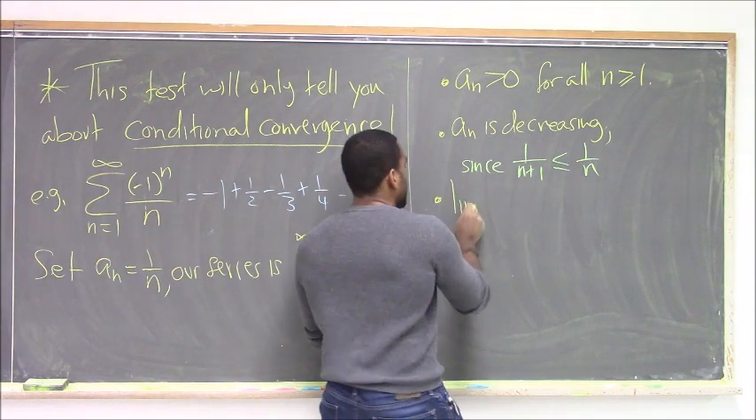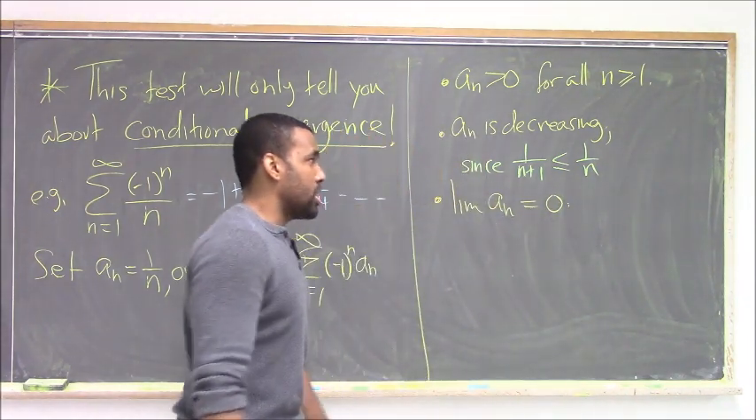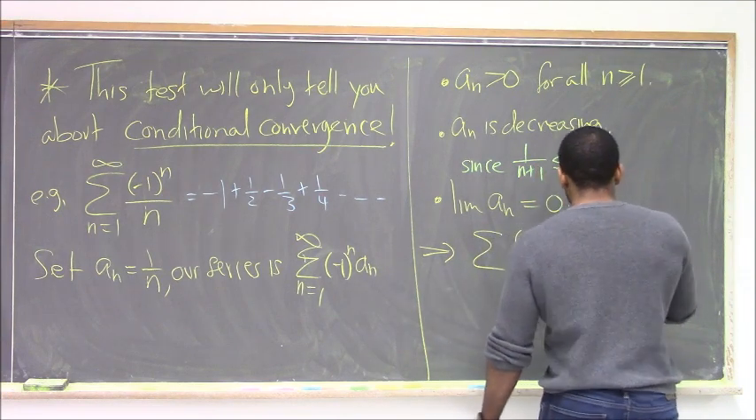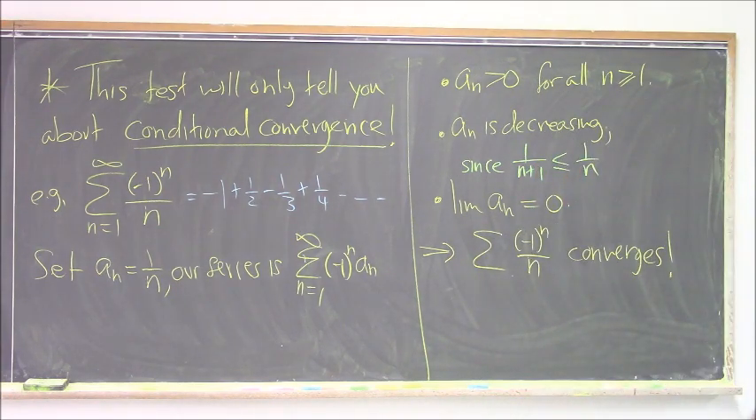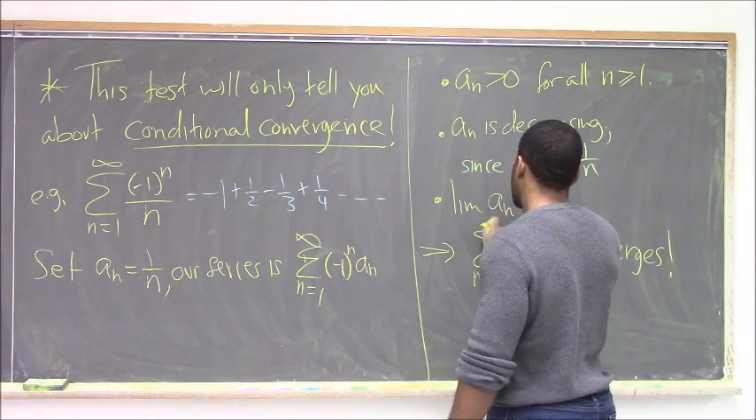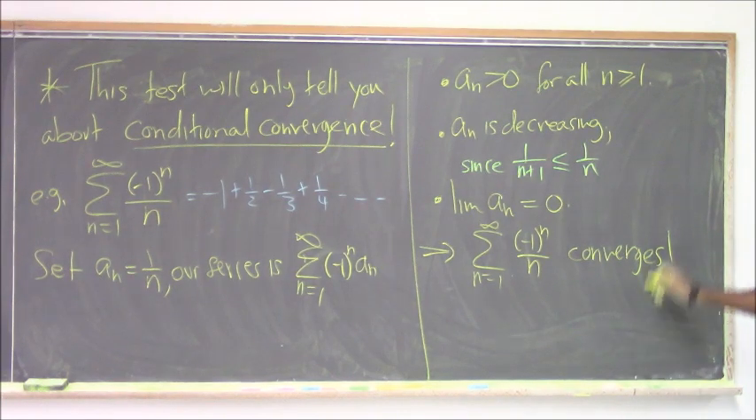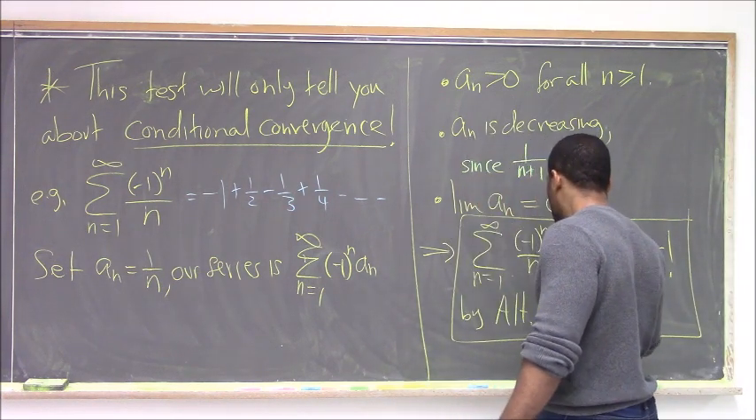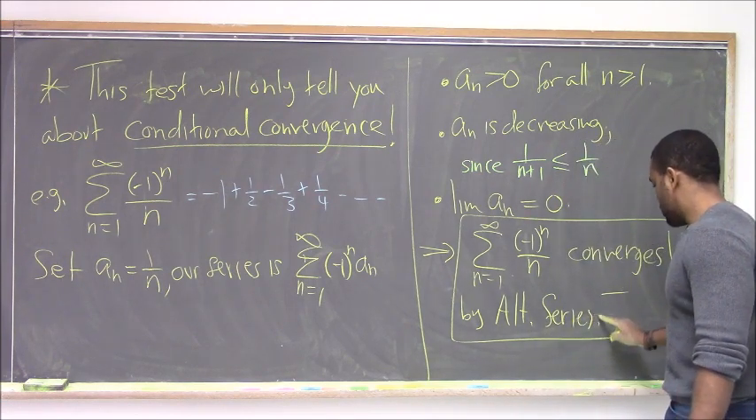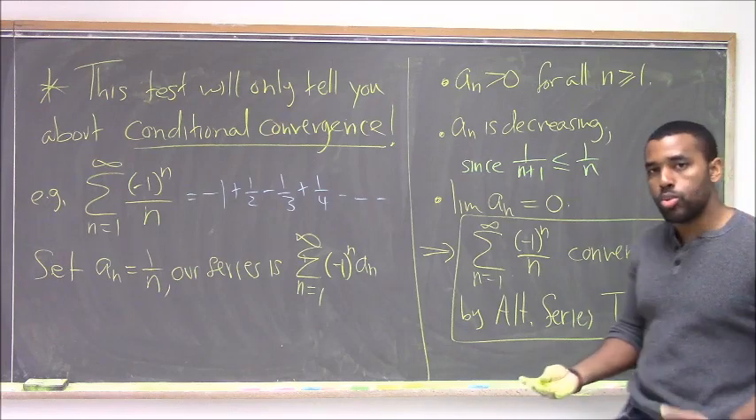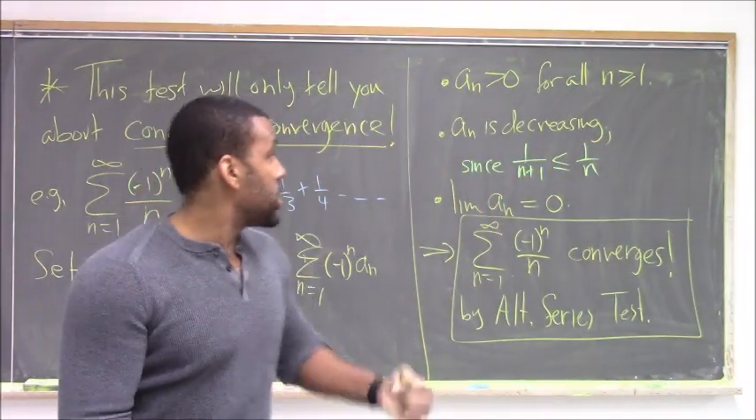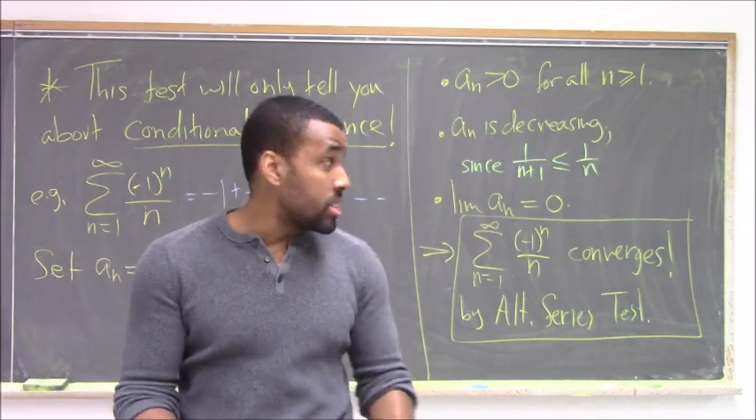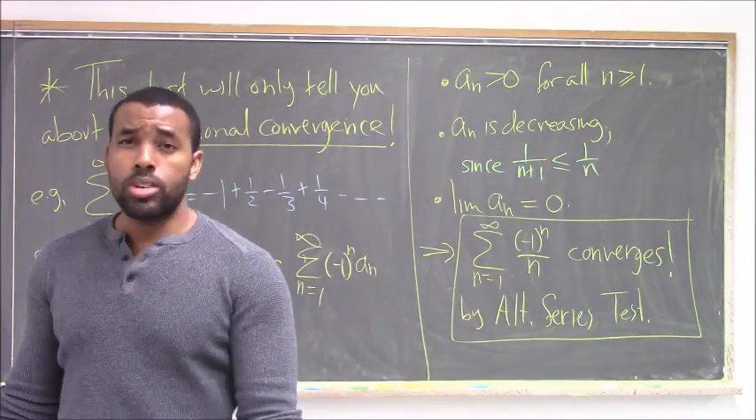Also pretty obvious is that the limit of a_n is 0. So what you can say here is that the sum of 1 over n converges, minus 1 to the n over n converges, and you would say here by the alternating series test. That's something that I also want you to mention. If you tell me that something converges or diverges, I do want you to justify which test you're using and make sure that you identify the fact that all the conditions for the test to give you the conclusion you came to have been satisfied. So this one actually converges by the alternating series test.